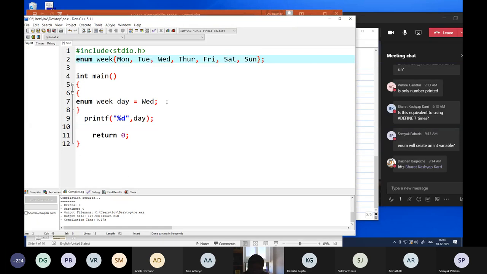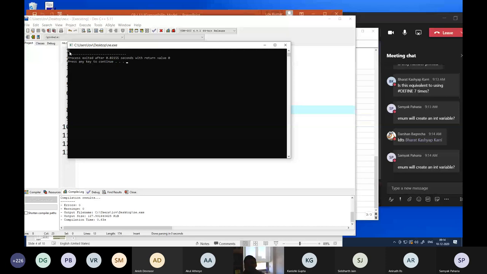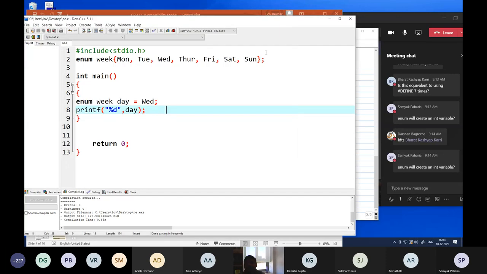For example, now assume that you can see first what value it is printing. After that, we'll see. It is printing 2. Why is it printing 2? Because it is starting with 0, 1, and 2. You can also change the value.